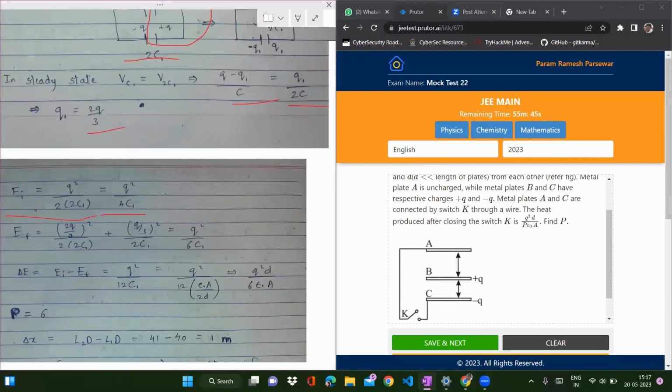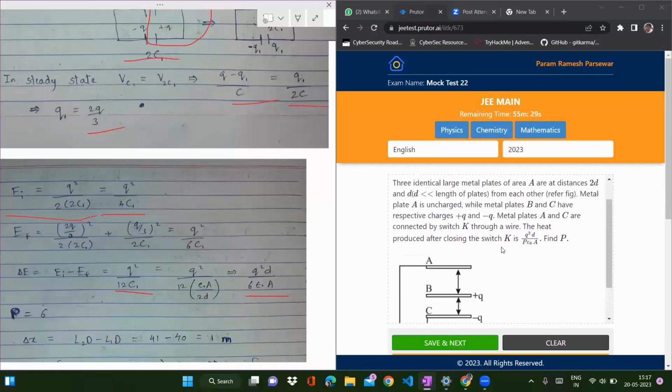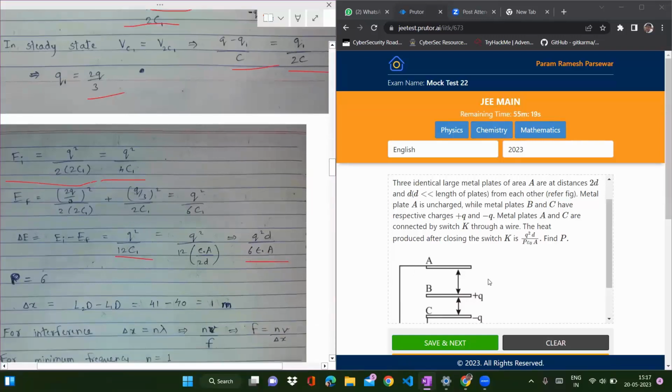Now delta E will be E initial minus E final, which is Q squared by 12 C1. Now we put the value of C1 as epsilon naught A by 2D, so we have Q squared D by 6 epsilon naught A. In the question, the heat produced is given as Q squared D by P epsilon naught A, and we compare this with Q squared D by 6 epsilon naught A. So P's value will be 6.